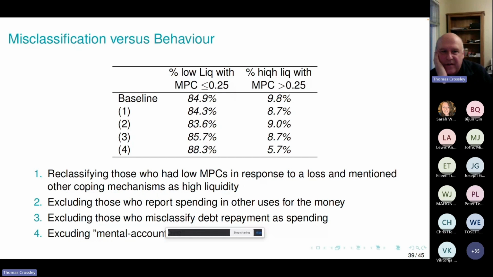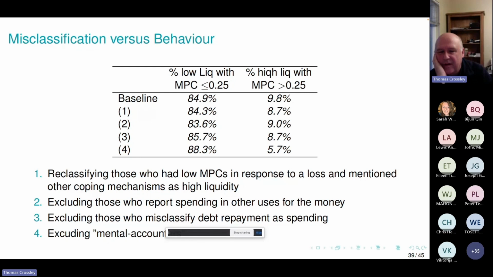Then what happens is we reclassify those who have low MPCs in response to a loss, but mention many other coping mechanisms. They said they could borrow money from the family, or they had real assets that they could sell, or that they had a labor supply margin in which they could adjust. We reclassify those as high liquidity. That's the first change we make, and that makes very little difference to the incidence of these two puzzling groups.